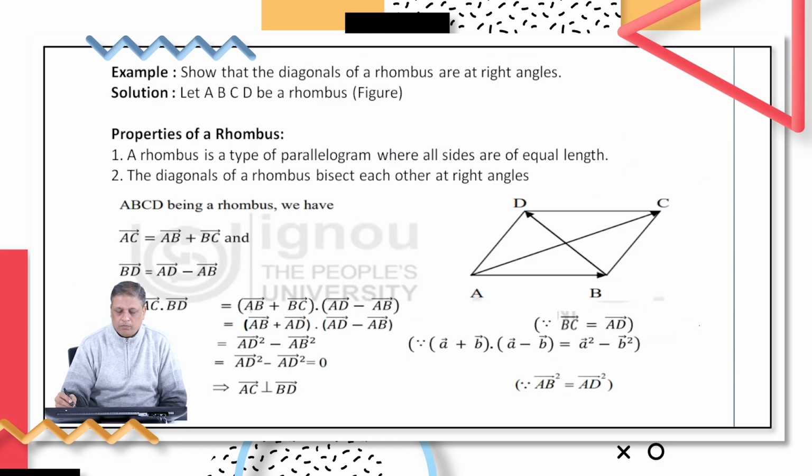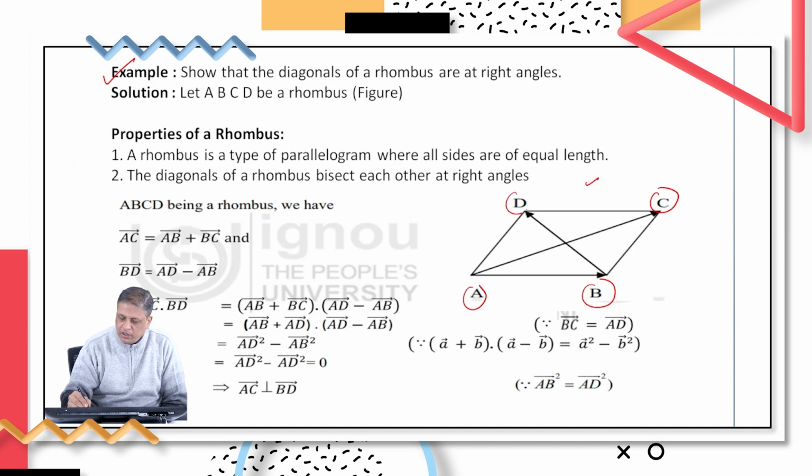Now one more example is there. This example requires that we show that the diagonals of the rhombus are at right angles. So just look at this figure. Say A, B, C, D is a rhombus, wherein AC and BD are the diagonals, and we are supposed to prove that this angle is 90 degrees.